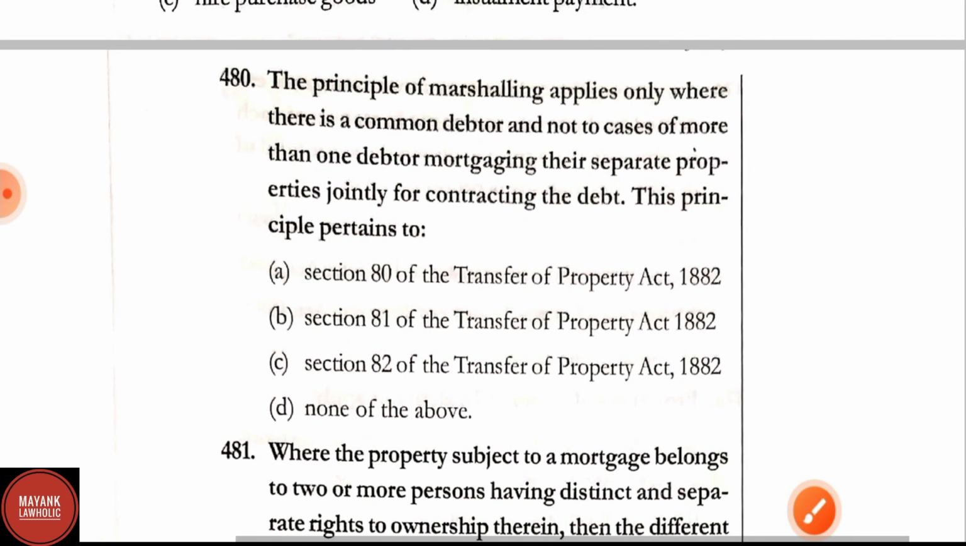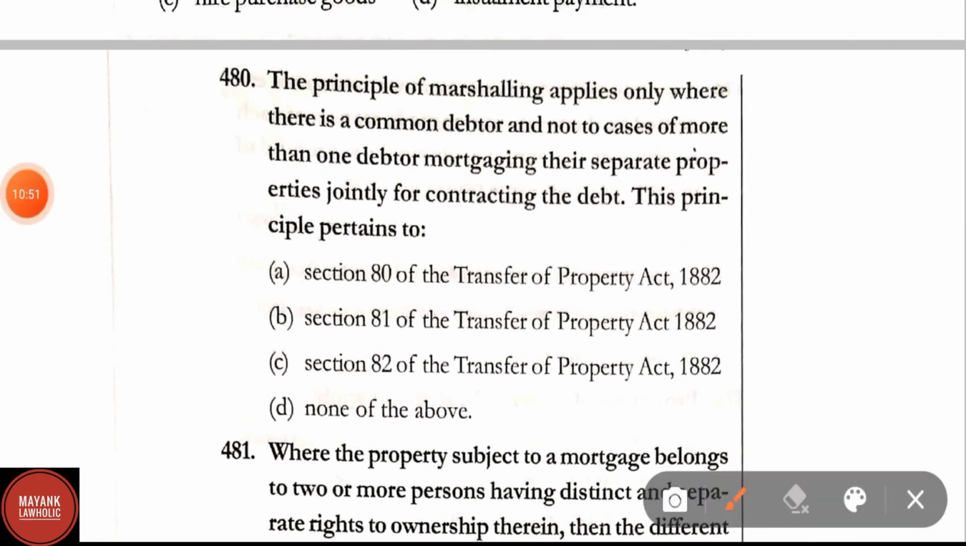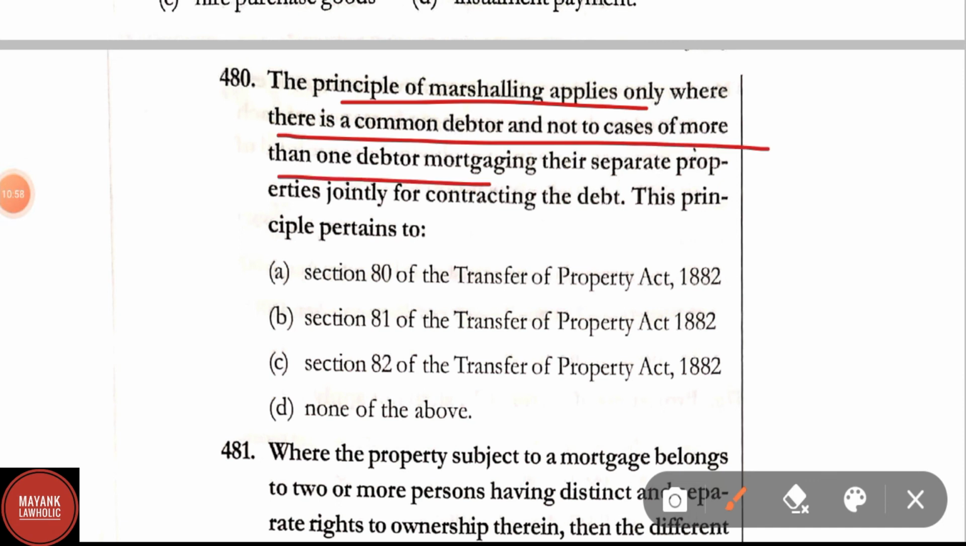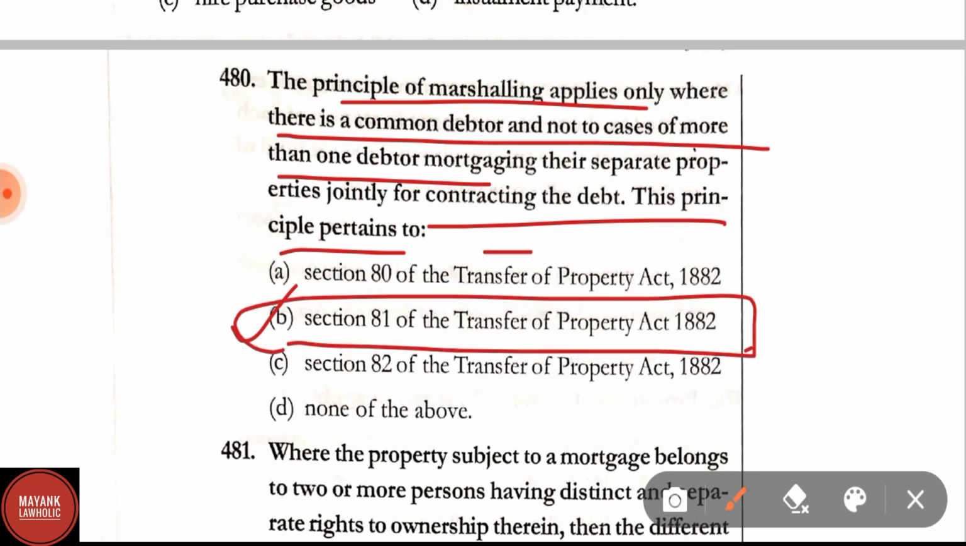Question number 480. The principle of marshalling applies only where there is a common debtor and not to the case of more than one debtor mortgaging their separate property jointly for contracting a debt. This principle pertains to... the correct answer is option B, Section 81 of the Transfer of Property Act 1882.